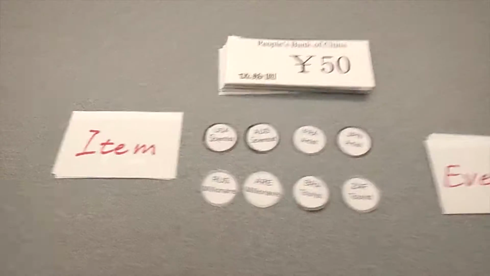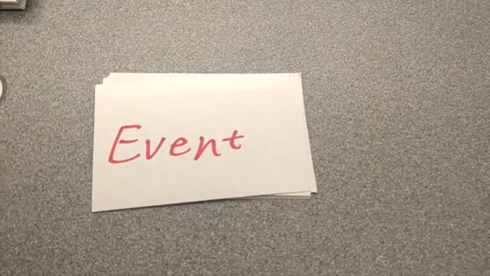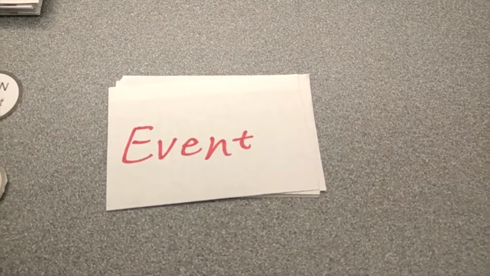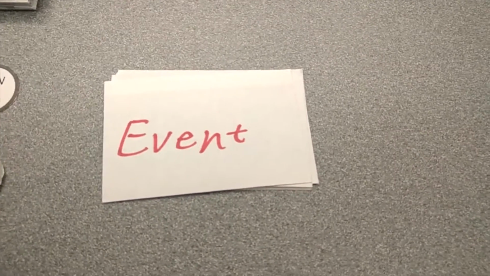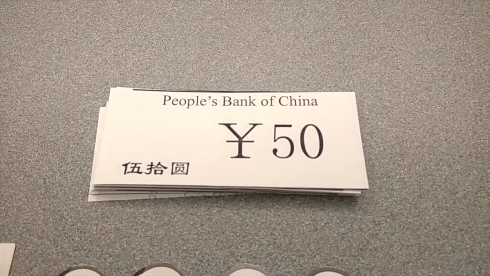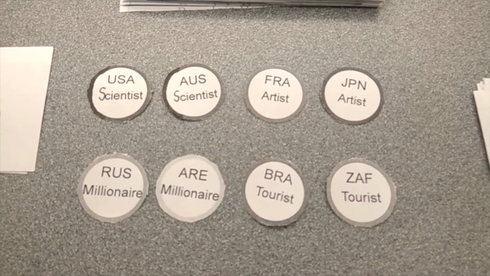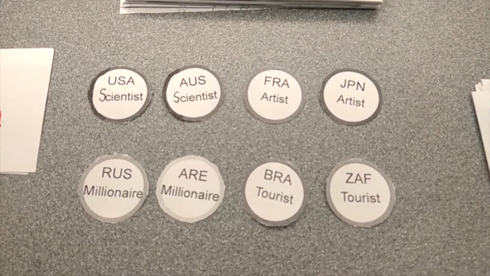On the left side, these are item cards. On the right side, these are event cards, including challenge and ordinary events. On the upside, we have some paper money. And then we have 8 game actor pieces at the center of this place. We have 8 pieces.